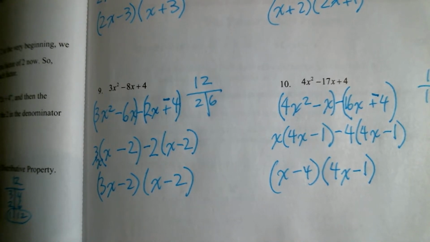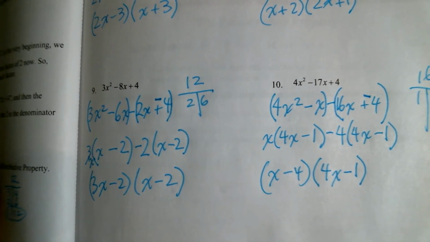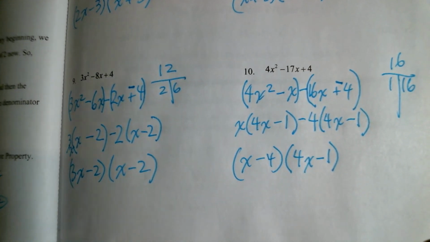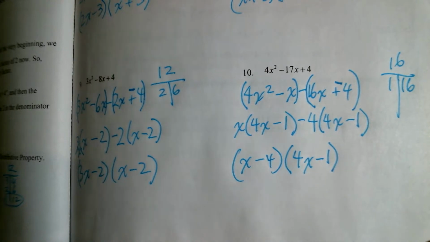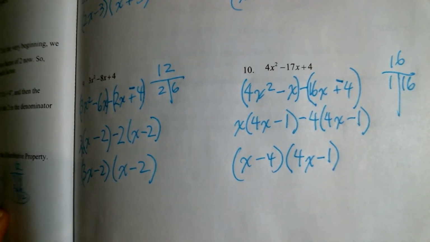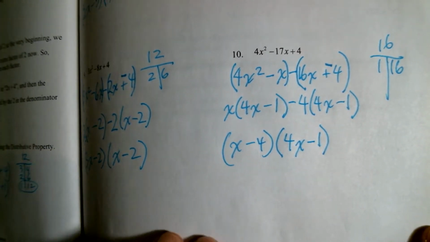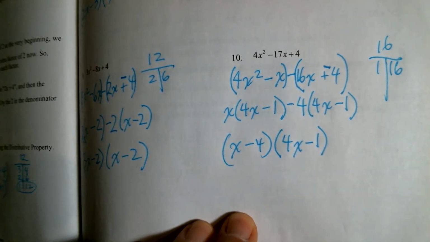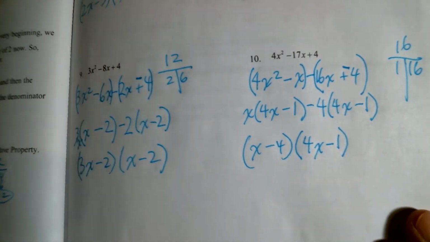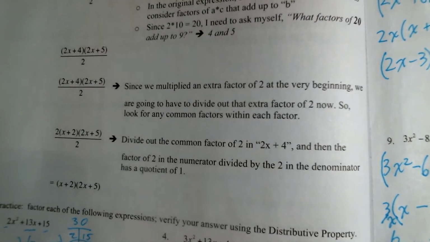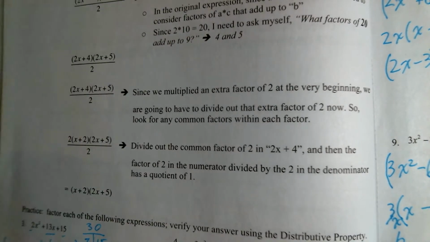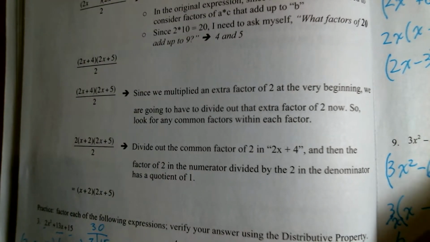Hope you guys don't have any questions. We kind of went through real slowly. Oh, sorry. Kind of missed there. All right. Okay. So we just broke that 16 up into factors 1 and 16. I think you guys have everything else you need.